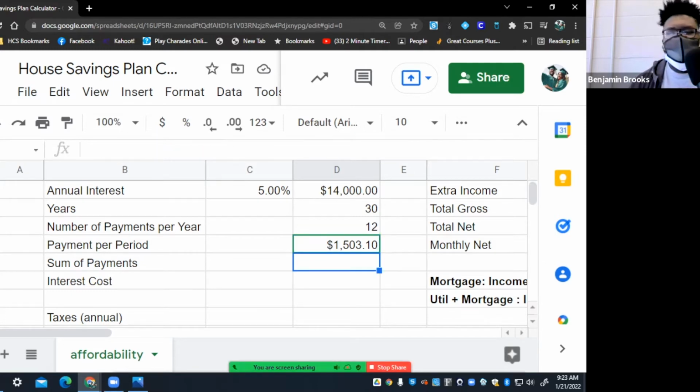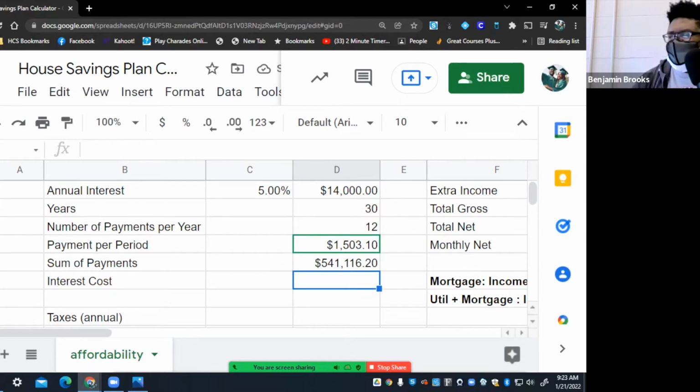All right. Sum of payments. Basically, just be how many payments you have, which would be 360. And the way we do 360 is we're going to hit equals this cell times this cell, and then times. So basically, this is the amount of payments, D9 times D10, times how much you're paying in payments. So this is how much you would pay.